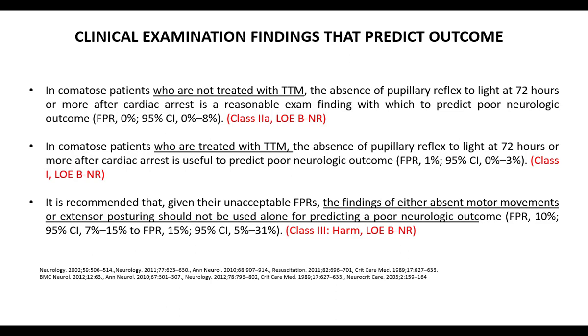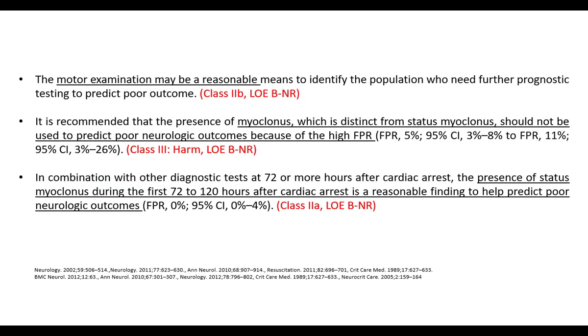poor. Then it is recommended, given their unacceptable false positive results, that the finding of either absent motor movement or extension movement, where the false positive rate is very high, up to 10%, should not be used alone. You see many times that there is no motor movement. So motor movement is a poor predictor. It is not a good predictor as far as prognostication is concerned. So don't go by the fact that your patient doesn't have any motor movement, because it carries a false positive rate of around 10%. That is why its level of evidence is also very low, that is class 3.